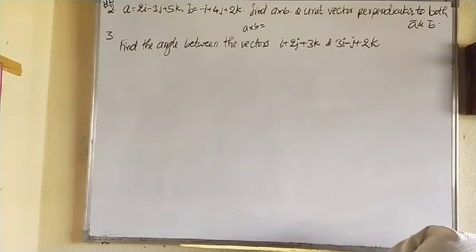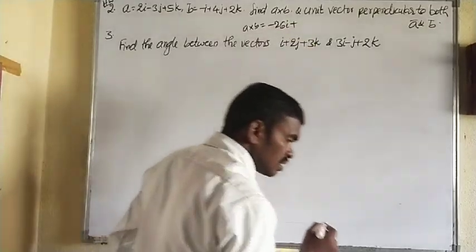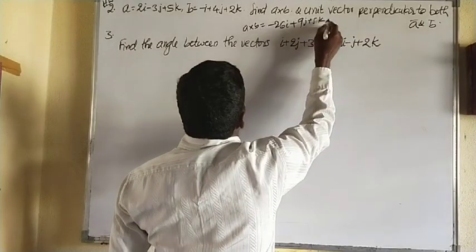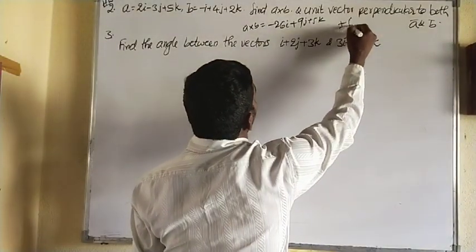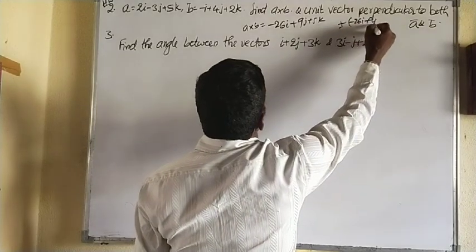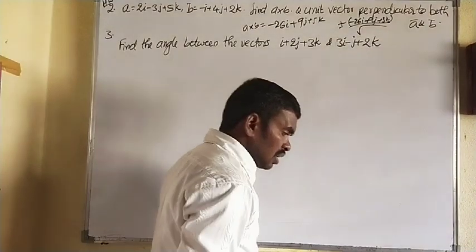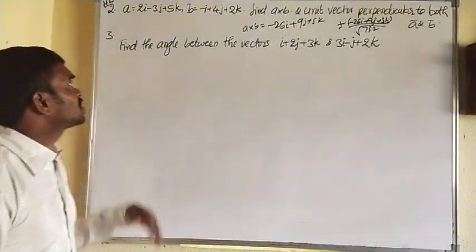I am going to give minus 26i plus 9j plus 5k. Okay, this is A cross B. Next the unit vector perpendicular to both is plus or minus minus 26i plus 9j plus 5k by root how much? I think it is 782. Okay, like that. Next take the third problem.